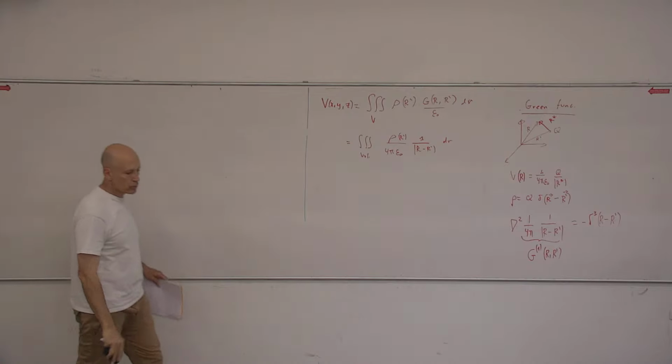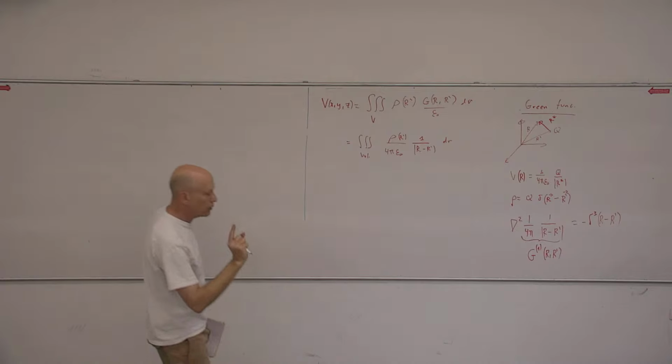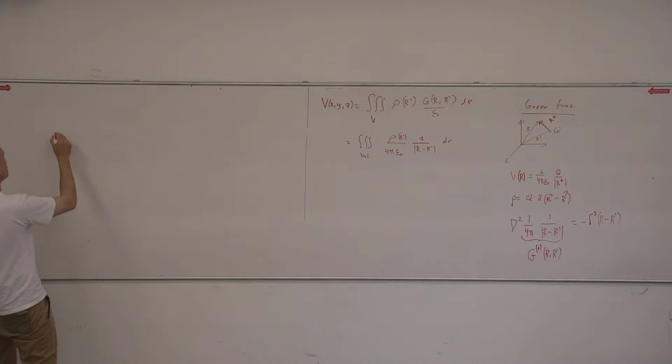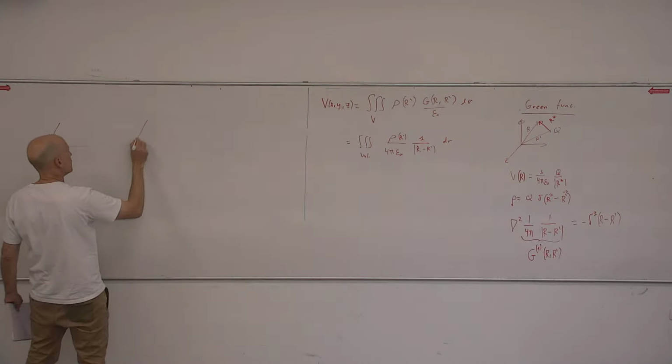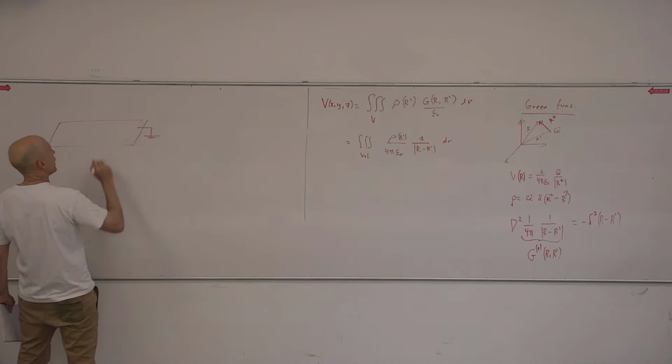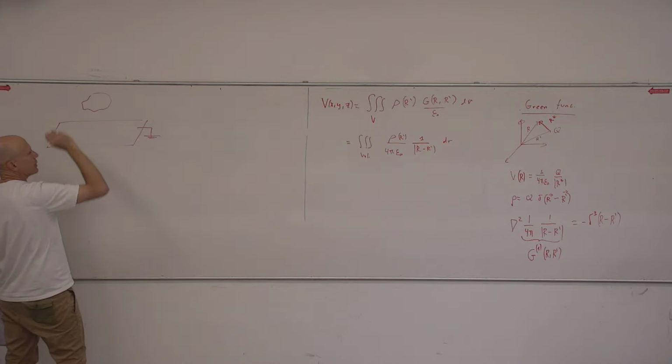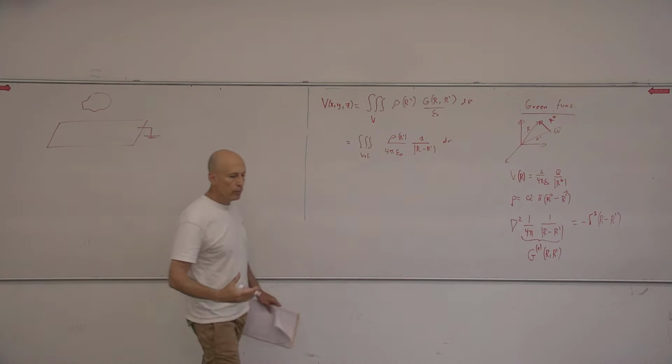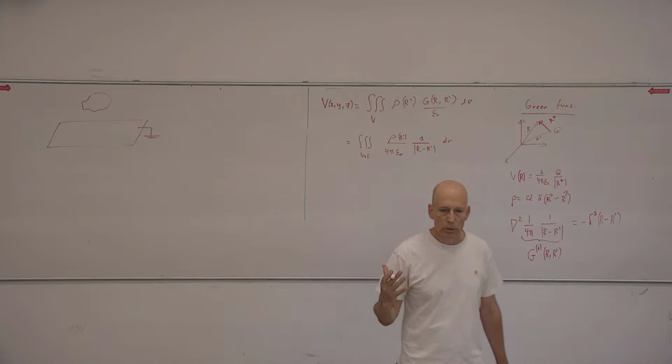So now I want to find the Green function. Again, a Green function depends on the boundary condition. I have this infinite plane, and now I have charge density up here, rho. From a physics point of view, we can understand what the solution is.